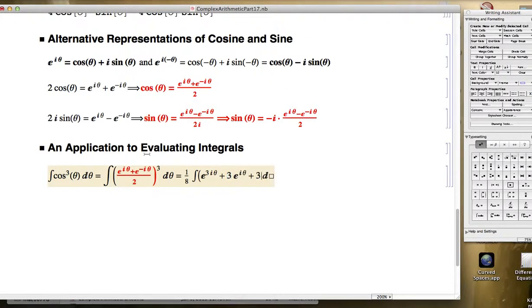The next term is also going to involve a 3, and it's going to involve one of these and 2 of these. So you're going to get e to the i theta times e to the negative 2i theta, which will simplify to e to the negative i theta. Finally, the last term cubed, e to the negative i theta cubed, is going to be e to the negative 3i theta.